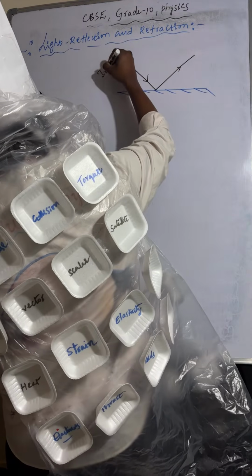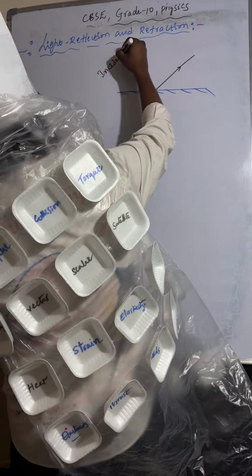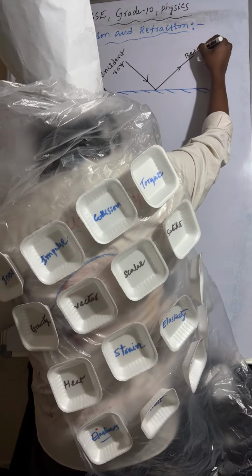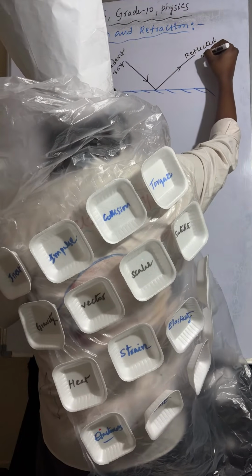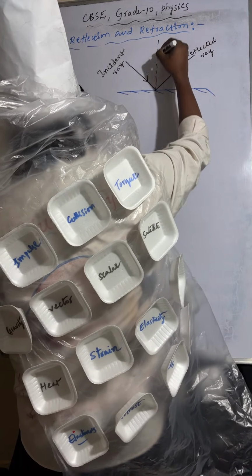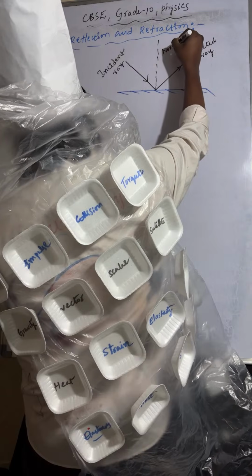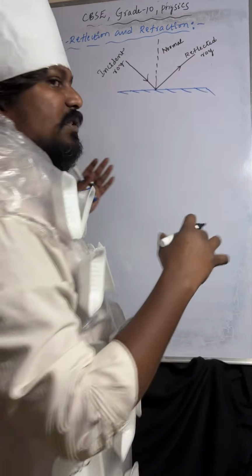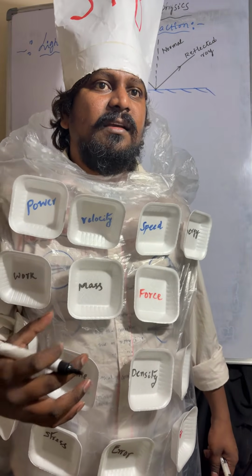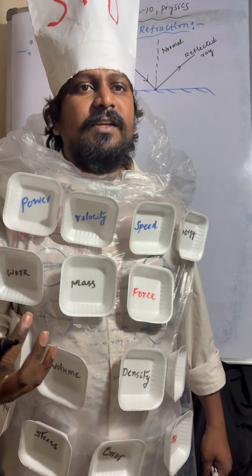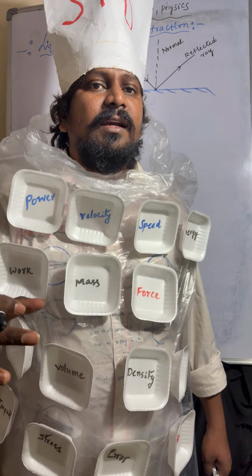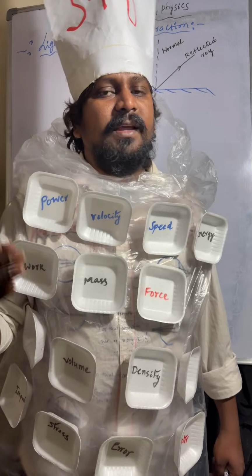What is this one? Incident ray. And what is this one? A reflected ray. And the line which is perpendicular to the plane surface is called the normal. Why are we drawing it with a dotted line? Because that line does not actually exist. We draw it for our understanding of the phenomenon of reflection of light. It is a dotted line perpendicular to the plane surface.